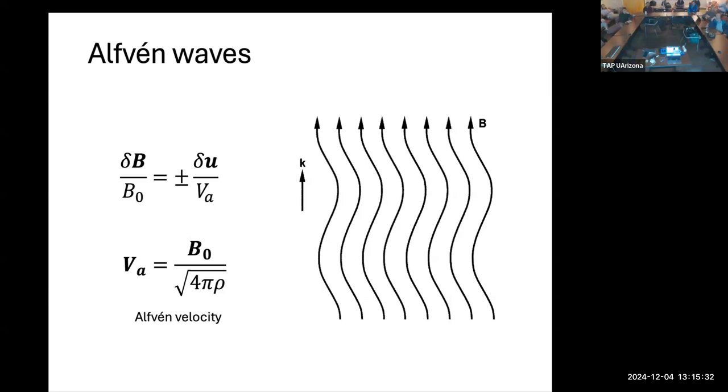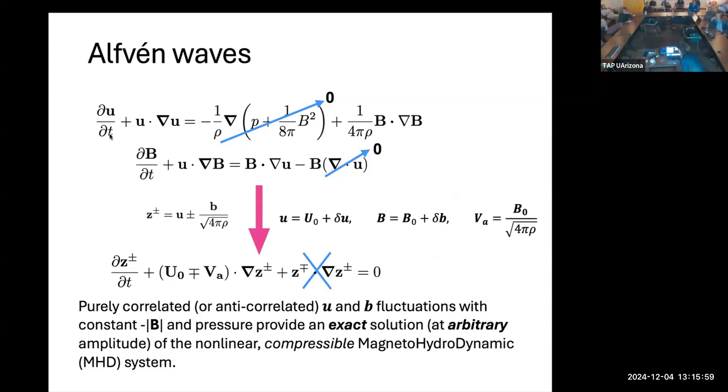The characteristic of these waves is that the velocity fluctuation and the magnetic field fluctuations are perfectly correlated or anti-correlated, parallel or anti-parallel, with this specific relation of amplitude. And so they're very easy to spot in observations. Now this is the cartoon, and I guess this was just the equation version of it.